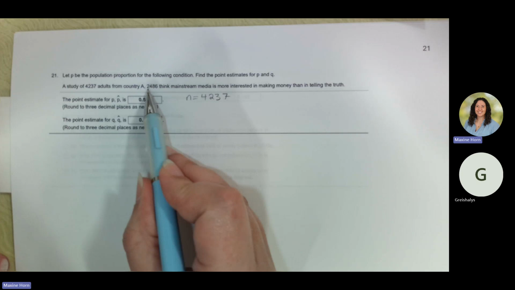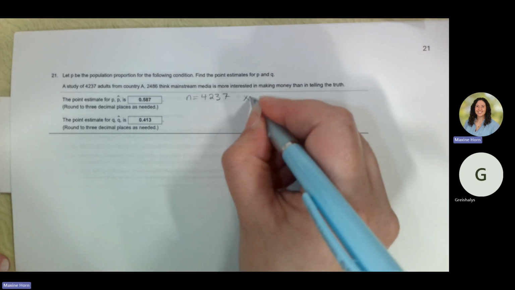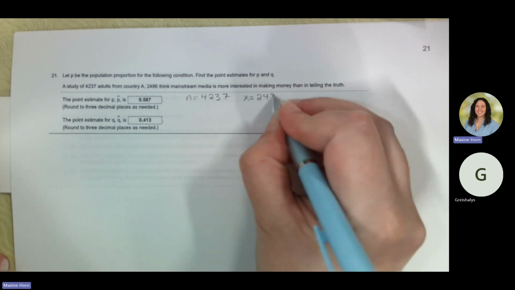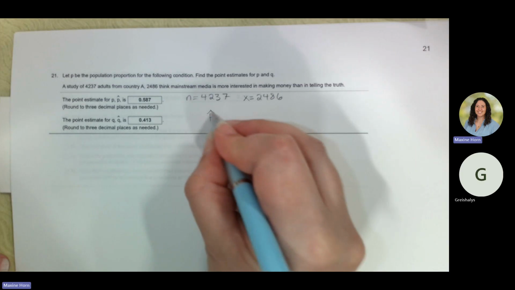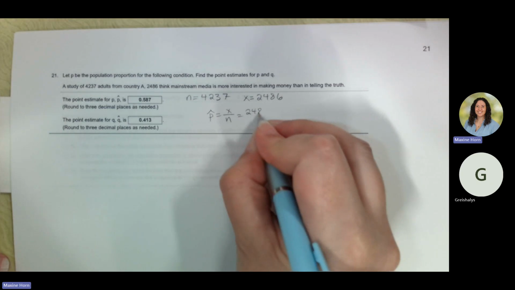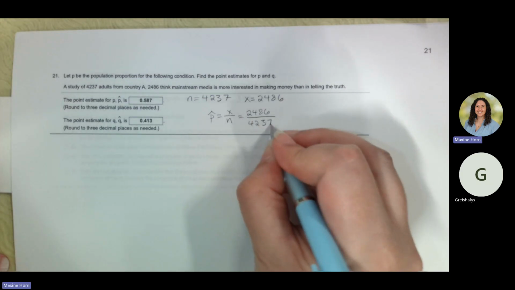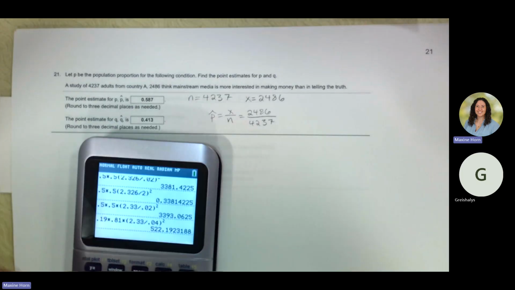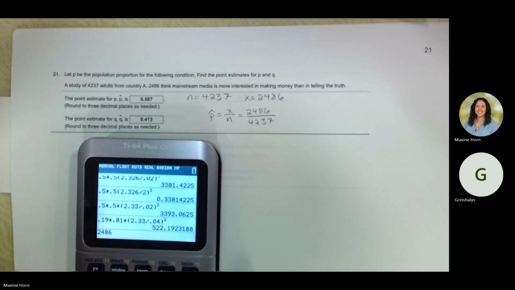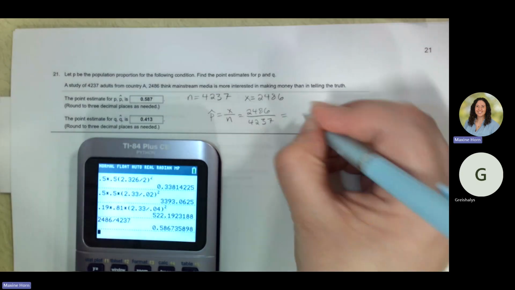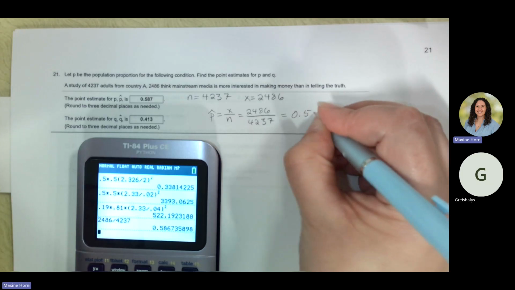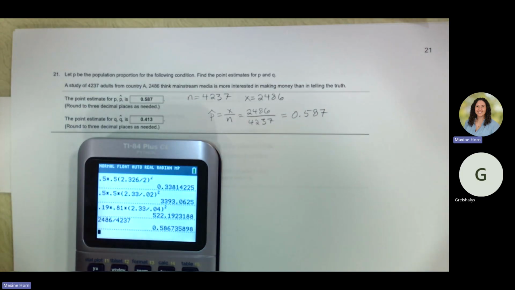Okay, so this right here is an x value, right? That's how many people. Our p hat is our x over our n, right? 2486 over 4237. And we plug it in. Okay, so when we do that, we're getting 0.58, and if we round to 3 decimals, 0.587. Okay, so that's p hat.